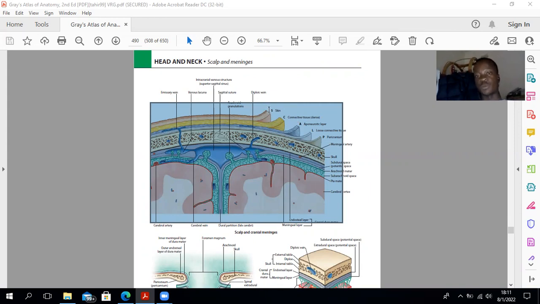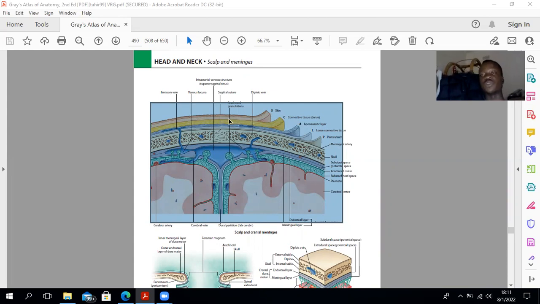The scalp is going to be multi-layered and it's going to have 5 layers. And to remember them easily, you use the mnemonic SCALP. S for skin, C, connective tissue, which is actually going to be dense connective tissue. A for the aponeurotic layer, the galea aponeurotica. L for the loose connective tissue. P for the pericranium.